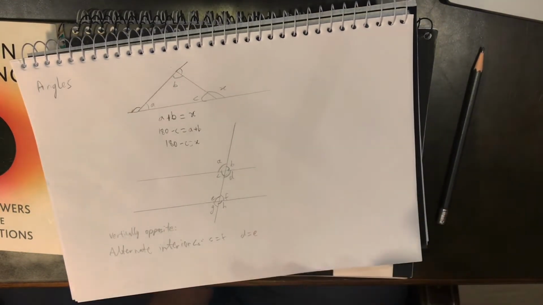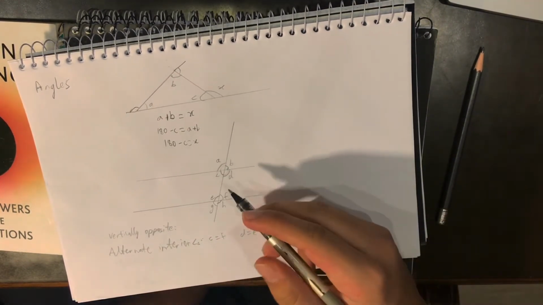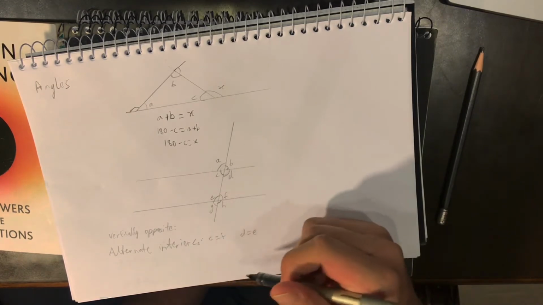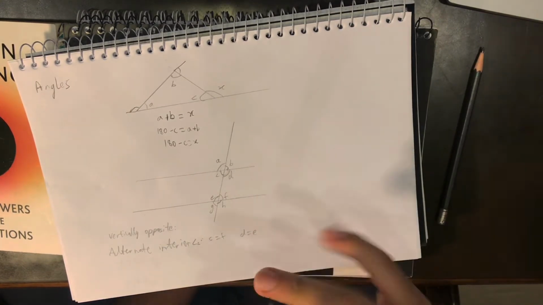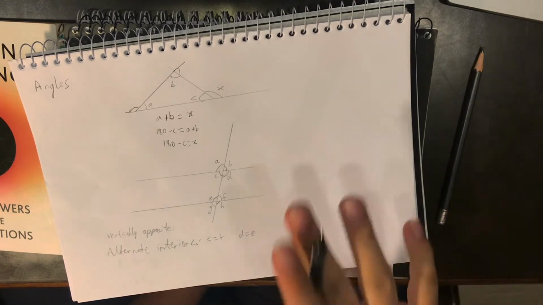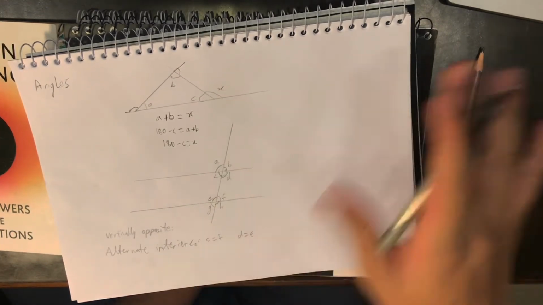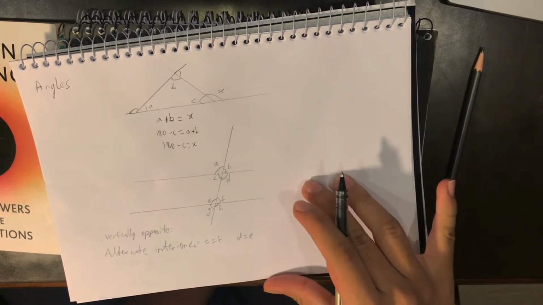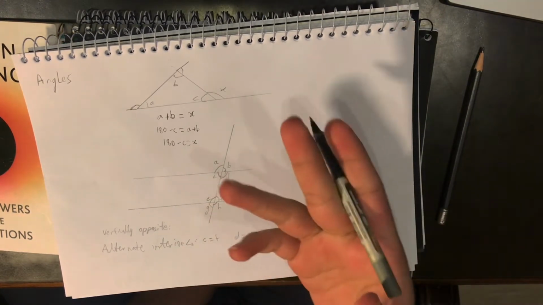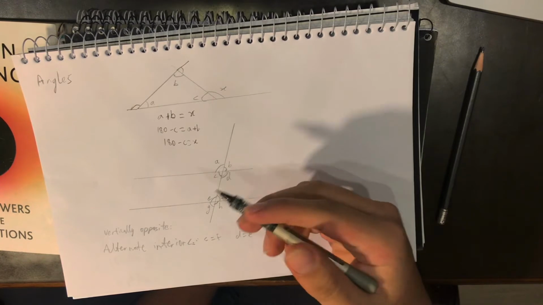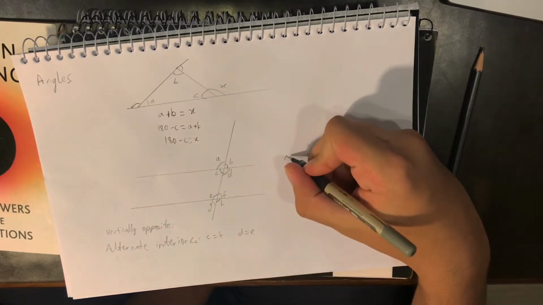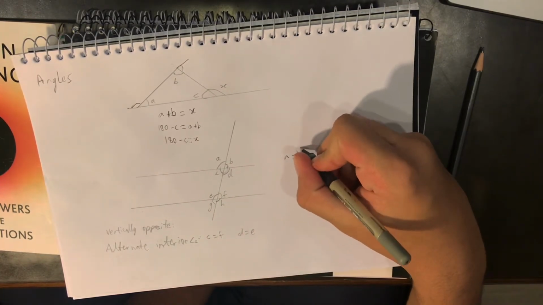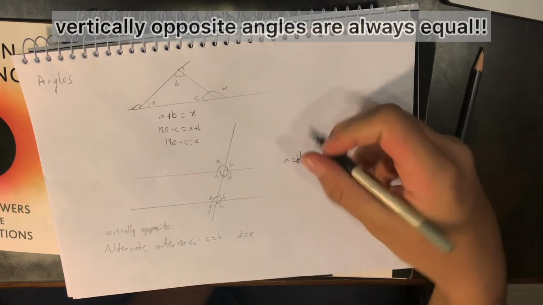Most people have a problem solving the angle problems, so I'll make it easy for you. There are just two rules you have to remember. All of the other rules come out of those rules. The first is vertically opposite angles. A and d are vertically opposite. Vertically opposite angles are always equal.